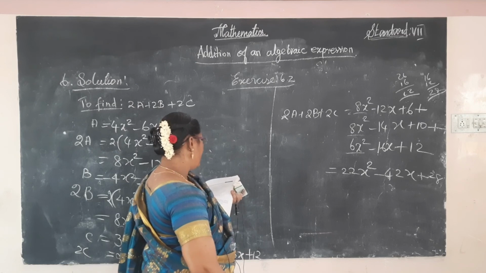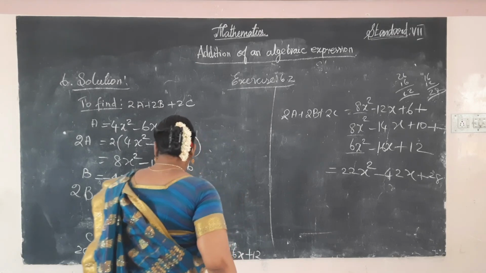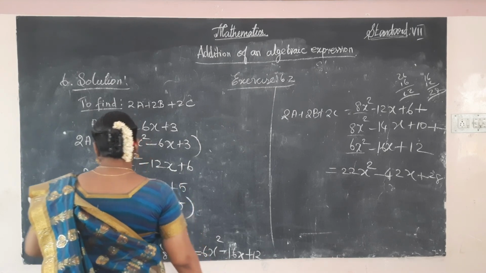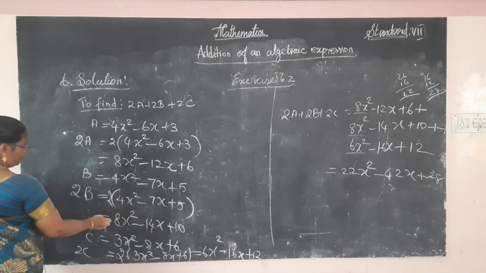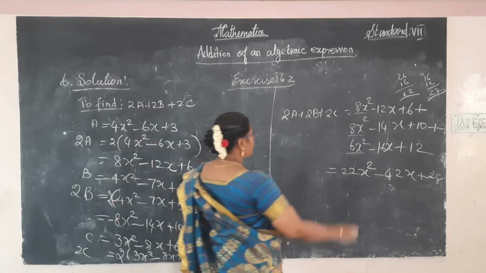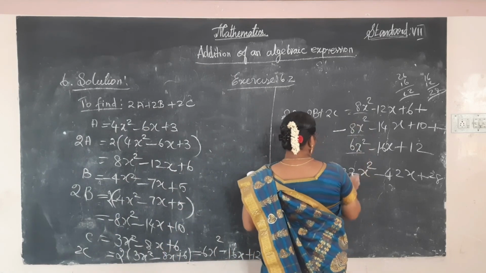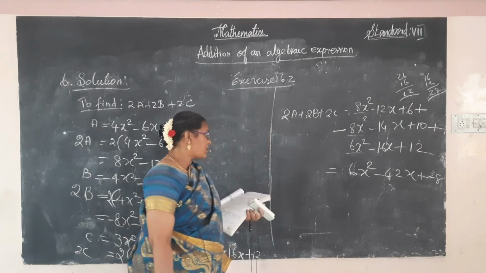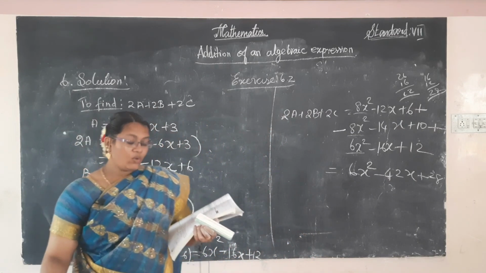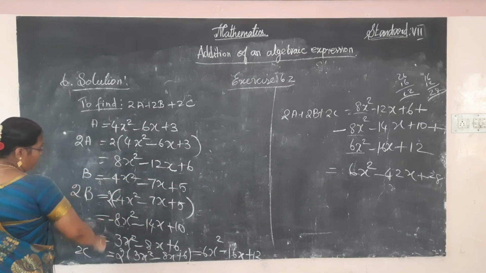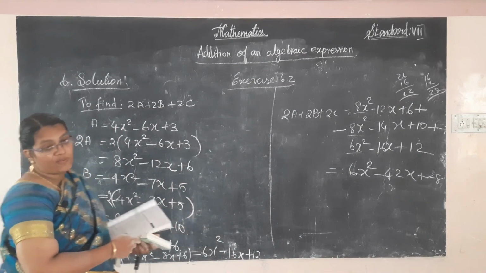22x squared... wait, the first term is minus. So here is the minus sign, and this term will be cancelled. Here 6x squared. So the answer for this problem is 6x squared minus 42x plus 28. Here the first term is negative, so minus into plus is minus.